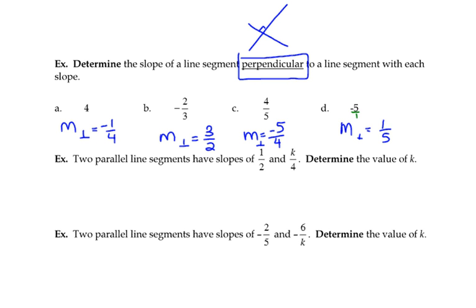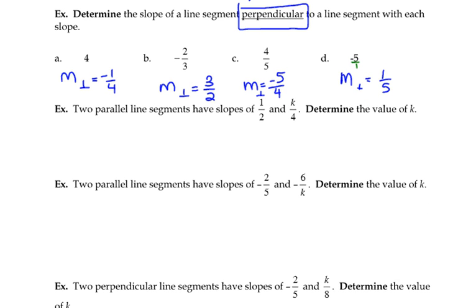Okay, so let's look at parallel lines. Two parallel lines have slopes 1/2 and k over 4. Determine the value of k. Okay, so let's start off with, what kind of situation are we dealing with? Parallel lines. And what do we know about parallel lines? Slopes are the same, are equal.